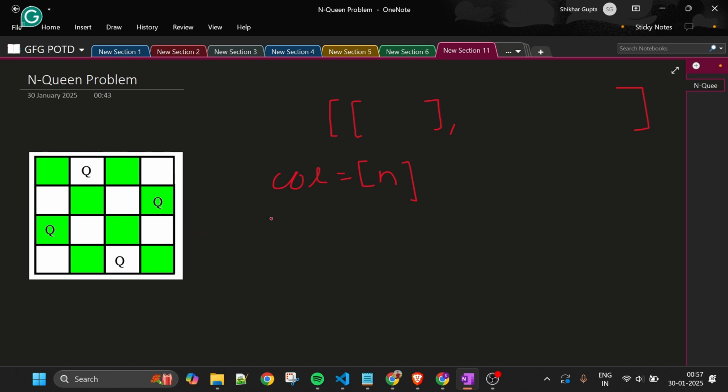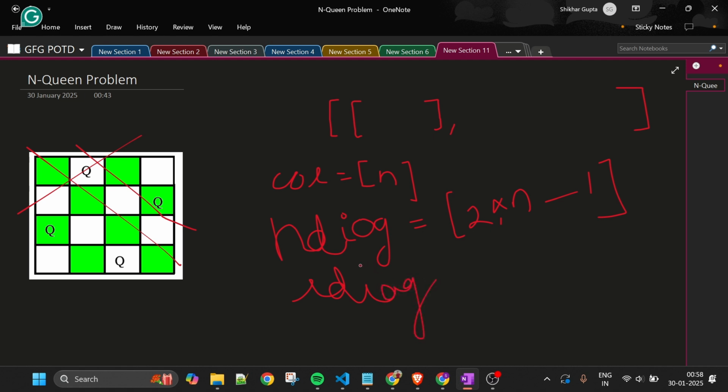First one is, let's suppose, the normal diagonal, which will be moving something like this. Normal diagonal of length 2 into n minus 1. And similarly, one right diagonal. Right diagonal is basically something like this. I hope everything is clear till this point as well. Right diagonal is also the same.